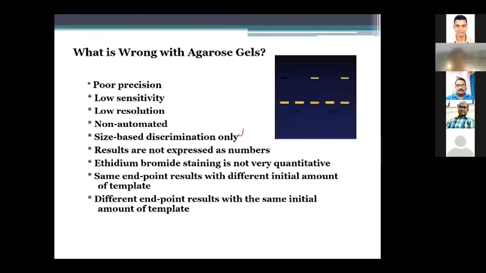Results are not expressed as a number, and the ethidium bromide staining is not very quantitative. The same endpoint result can come from a different initial amount of the template, or a different endpoint result from the same initial amount of the template. So these are the drawbacks of normal conventional agarose gel PCR.